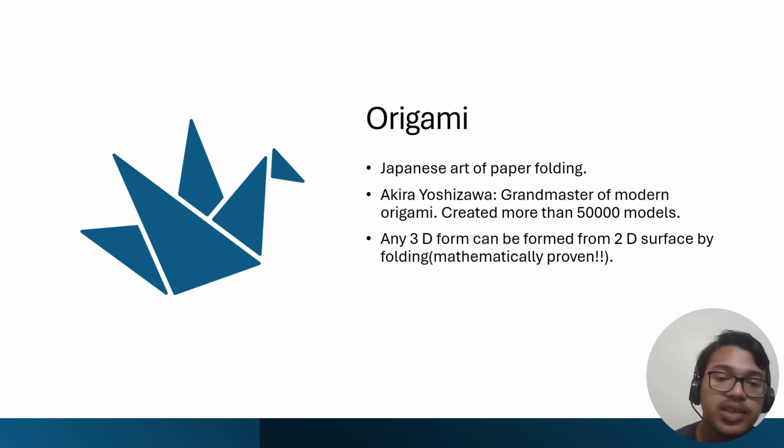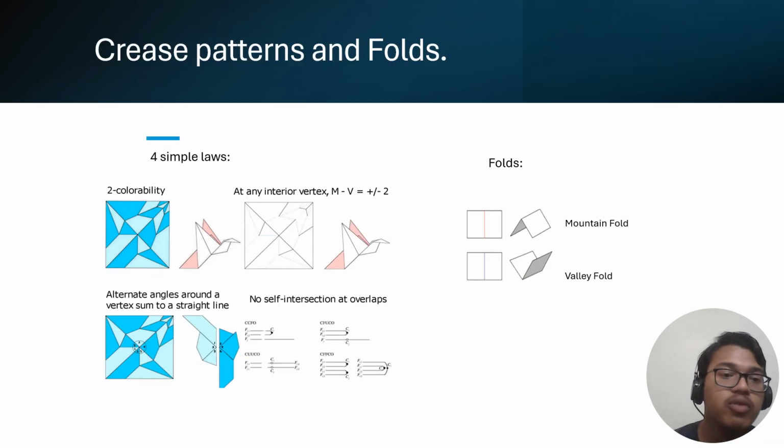So the basic idea behind origami is that any 3D form can be formed from a 2D surface by simple folding, and it is also mathematically proven. When we unfold a 3D origami structure, we get a 2D crease pattern, as you can see in the picture. The whole origami structure is made up of two basic folds. One is the mountain fold and the other is the valley fold. And the whole structure of origami is guided by four simple laws of mathematics.